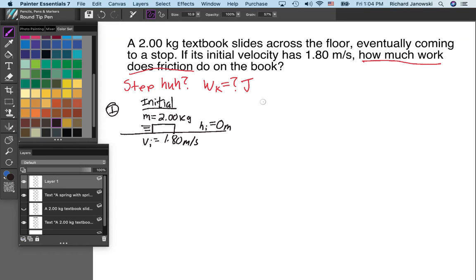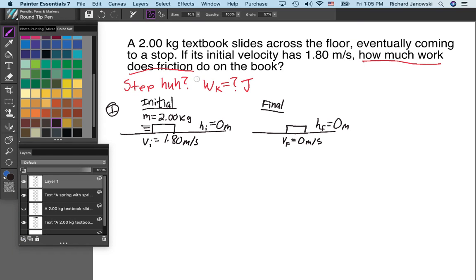Now we also need to make a final sketch. So when you're doing a conservation problem, you should have an initial sketch that shows you what's happening at the beginning, and you should have a final sketch that shows you what's happening at the end. So final sketch. This is a really exciting picture. There's just a book sitting there. It is no longer moving. There's no speed lines. So V final is 0 meters per second. And what height is it at? Well, it hasn't changed heights. So H final is 0 meters.